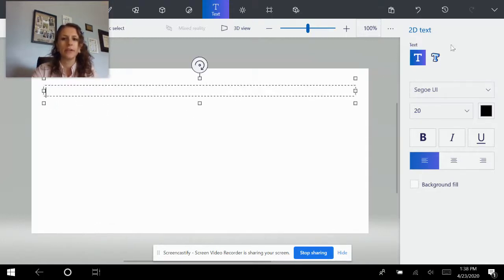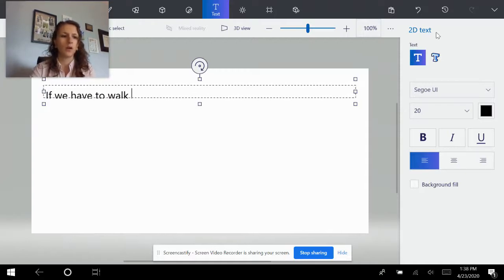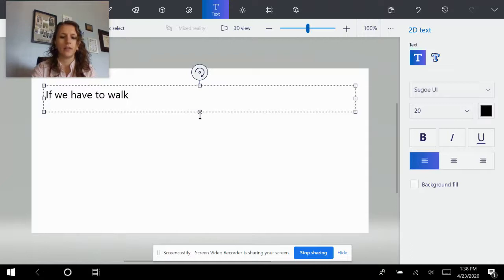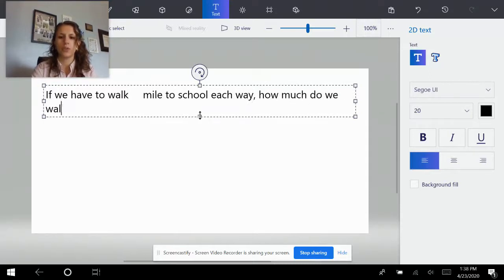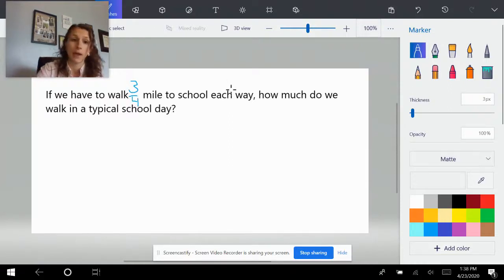All right, so what we're going to do is think about if we have to walk 3/4 mile to school each way. How much do we walk in a typical school day? Great, so what we're thinking about is for me to get to school, because Miss Munachi used to walk to school in elementary school, I had to walk 3/4 of a mile there and 3/4 of a mile back. So we want to see how much we'd walk in a typical school day.